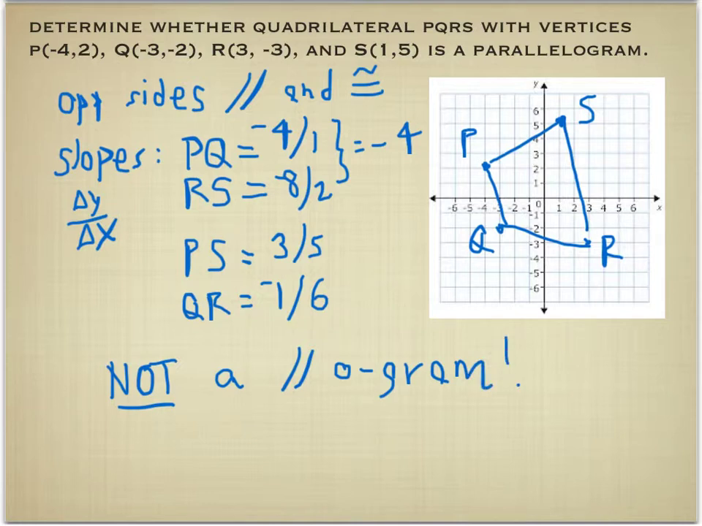And basically, when you find something that is not true, you can stop there. The other thing we could check to see is if these segments or the opposite ones are congruent. And it looks like they're not going to be either. But I can stop basically here as long as I showed that one pair of sides was not parallel. That was enough to disqualify this from being a parallelogram.